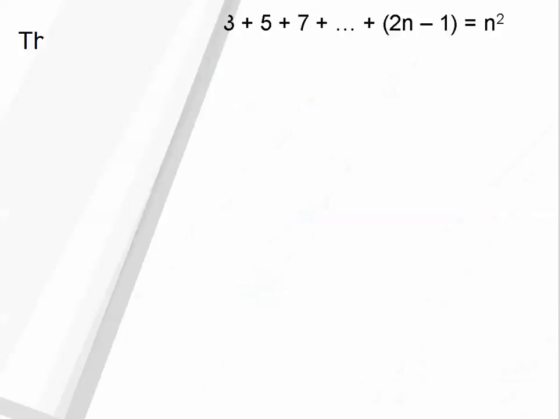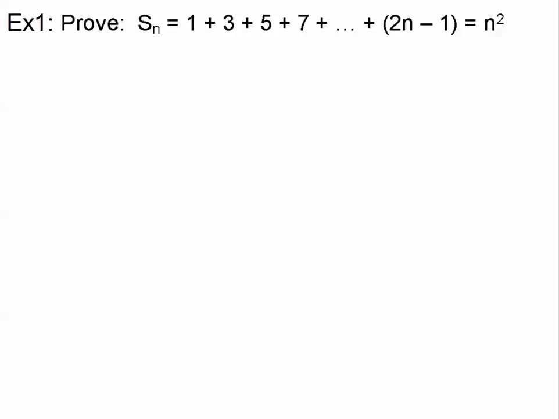So let's look at our first example. We're going to go back to that same sum formula that we started with: 1 plus 3 plus 5 plus 7 plus dot dot dot plus the expression 2n minus 1 that represents any odd number. We want to prove that that's equal to n squared. So this is our first mathematical induction. The first step, we have to show that S sub 1 is true. We know that S sub 1 is equal to 1 because that's what our first term is.